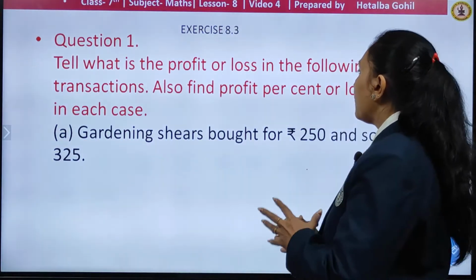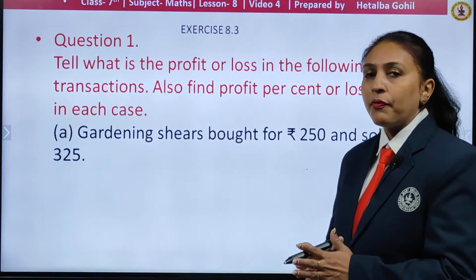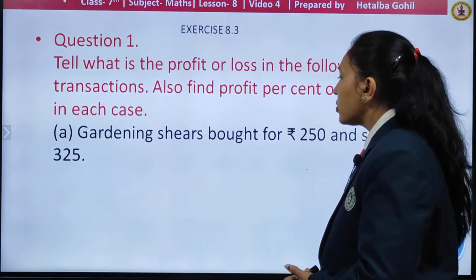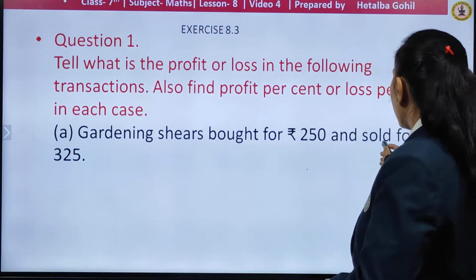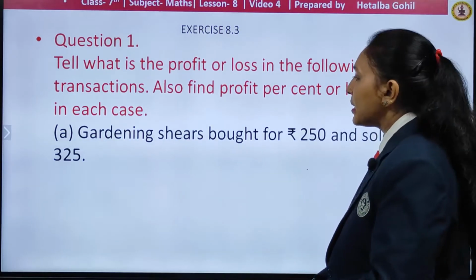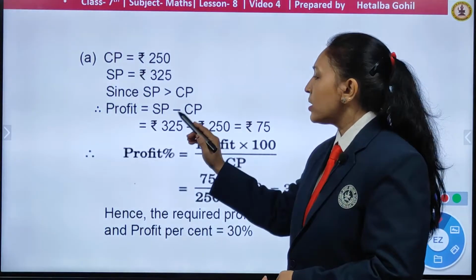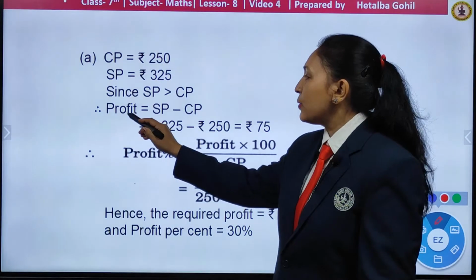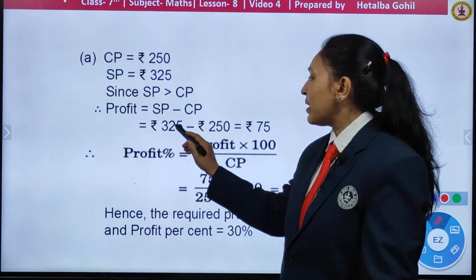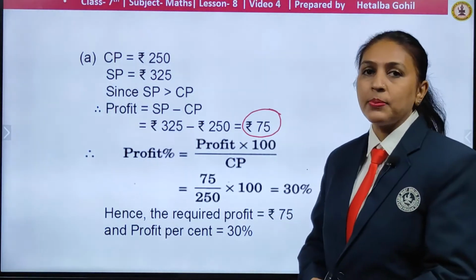So, we have to find profit or loss, whichever the given transaction has, and convert it into profit percent or loss percent. The first transaction we have here is gardening shears bought for rupees 250 and sold for rupees 325. The cost price is 250 and selling price is 325, children. Here, as the selling price is greater than cost price, we have profit. To find profit we use the formula SP minus CP. That is 325 rupees minus 250 rupees, we will get 75 rupees as the profit.